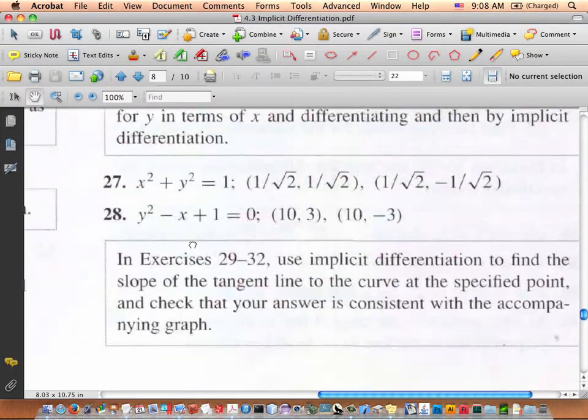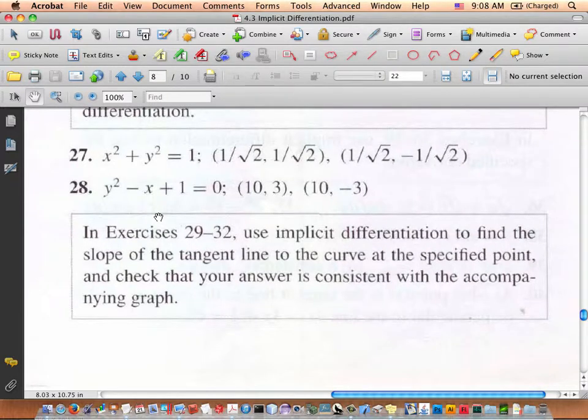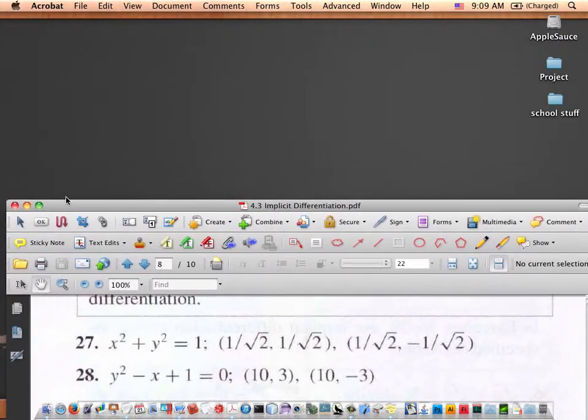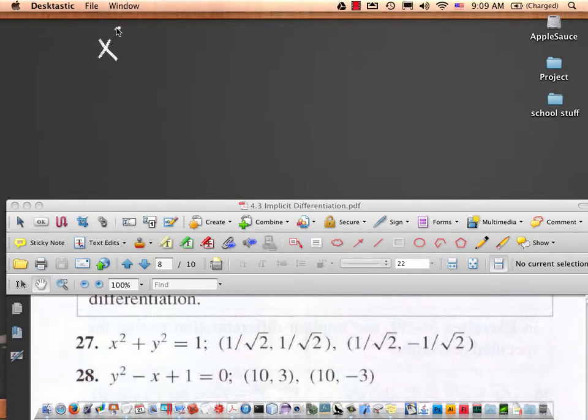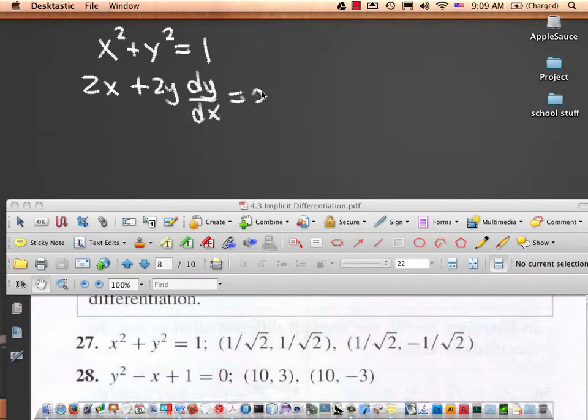Let's take a hop, skip, and a jump over to number 27. 27 is also a circle, right? What's the radius of that circle? 1. What's the center? 0, 0. X squared plus y squared equals 1. So 2x plus 2y dy dx equals 0. We're just left with the same thing, aren't we? Dy dx equals negative x over y, right?